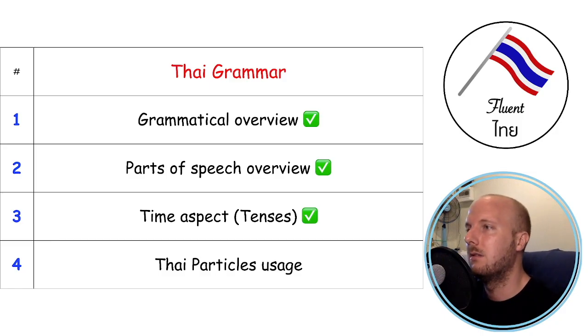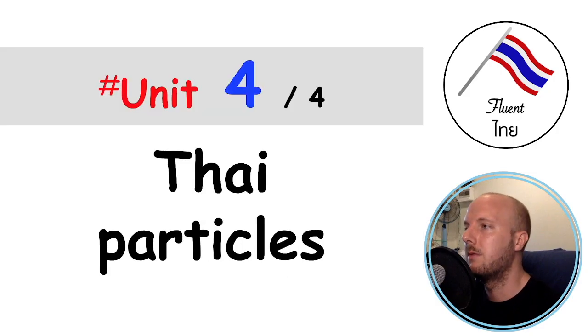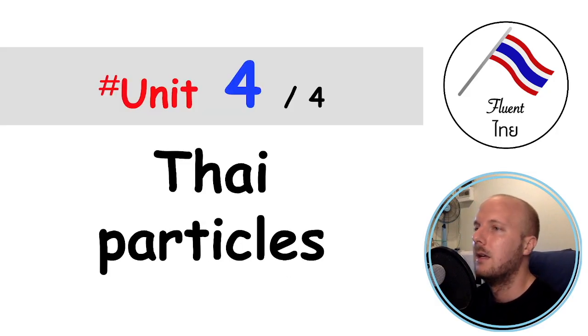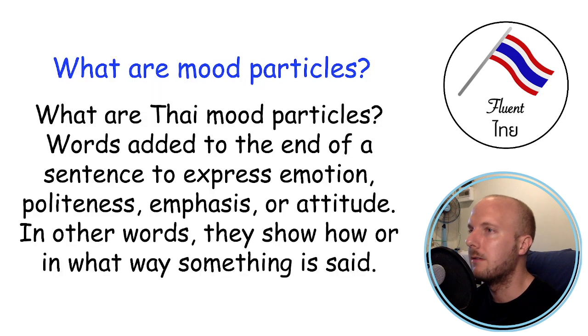Other than that, grammatical overview, we've touched on everything basically. But these are the two main things which are really quite different, and you've got to get your head around. So I'm using the word Thai particles, but they're basically just mood particles. But they're quite unique to Thai. I think other languages might have them, but another word I could have used is just mood particles. They're representing mood, right? So what are Thai mood particles?